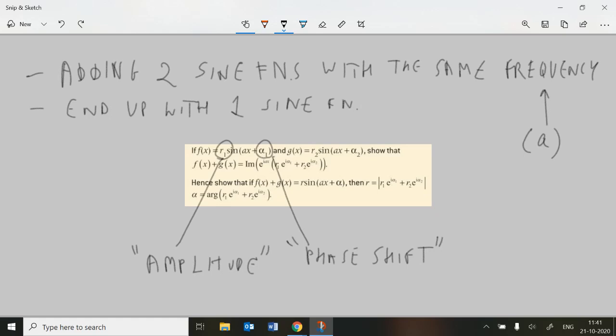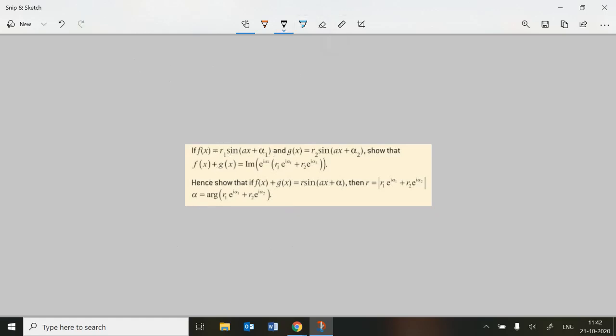What I'm going to prove now is that this is true. Okay, that it is true that when you add together two sine functions with the same frequencies, then you're going to get another sine function with the same frequency, but with a different, what's called phase shift, and a different amplitude. Okay, so let's get rid of all of this, and let's take this, first of all, into complex numbers.